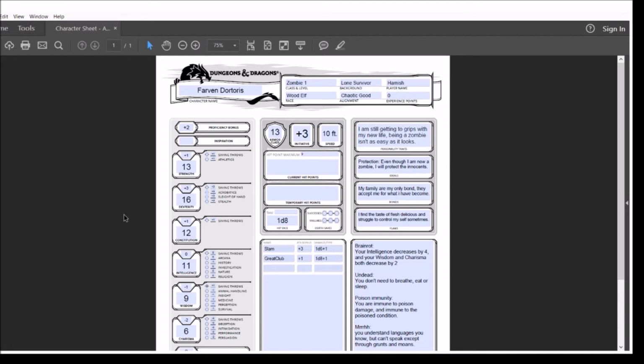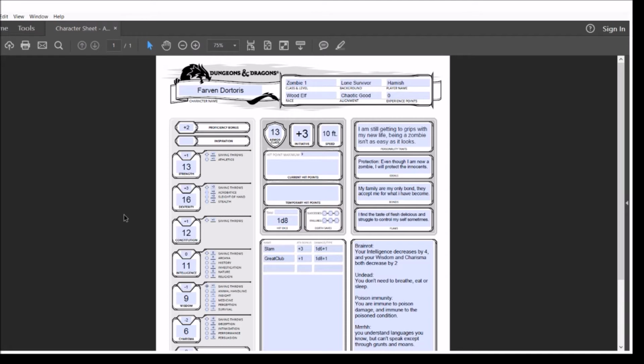So I have gone and made a character called Farvin Dauterus, who is a wood elf, and he's also a zombie, so he's an undead wood elf. And I've gone for a situation where his background is very linked to how he actually became a zombie. So his background is lone survivor, which is another homebrew background, same as the zombie class. It is a homebrew class, so don't try and go looking through your Player's Handbook to find this class, as it is on the D&D Homebrew Wiki website, which I will link in the description, and I will also link the lone survivor background and the zombie class, so you guys can get to them quite easily.